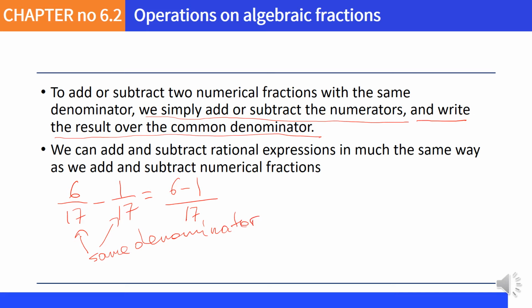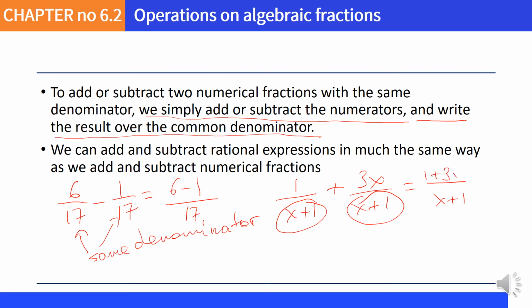We can add and subtract rational expressions in much the same way as we add and subtract numerical fractions. So the same way works for these rational expressions. As you see, we have the same denominators, so we just write this denominator on the bottom, and on the top we add only the numerators. So this is the result of adding two rational expressions.